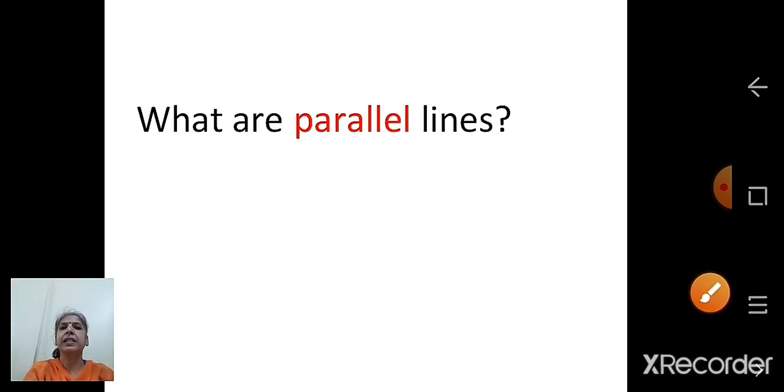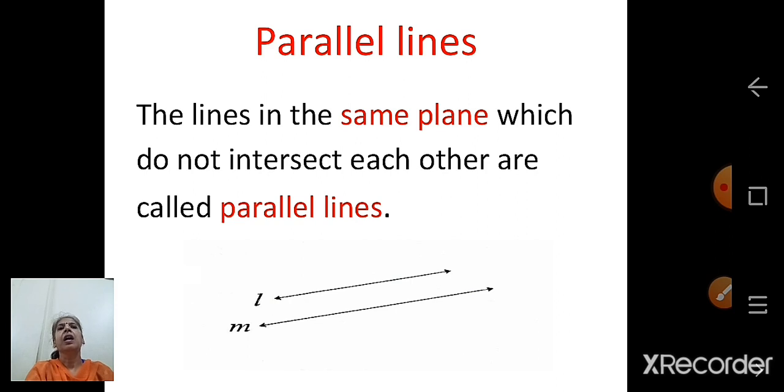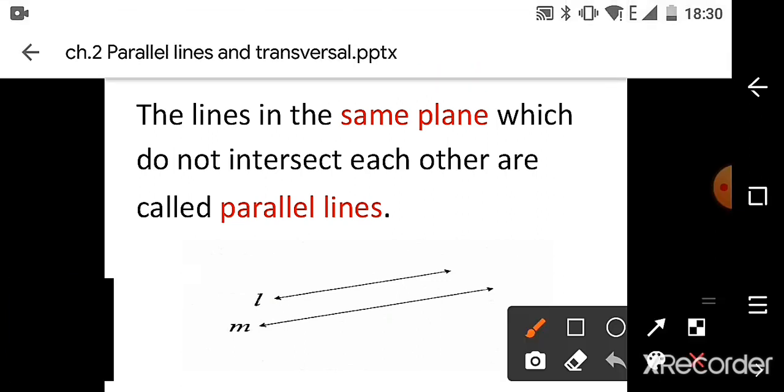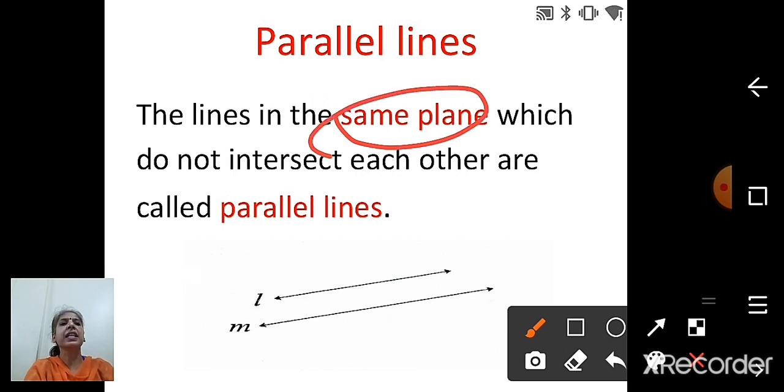What are parallel lines? Yes, you have studied about parallel lines. The lines which do not intersect each other, right? So now let's see the definition. The lines in the same plane which do not intersect each other are called parallel lines. So what do we have to remember here? The lines in the same plane which do not intersect each other are called parallel lines.